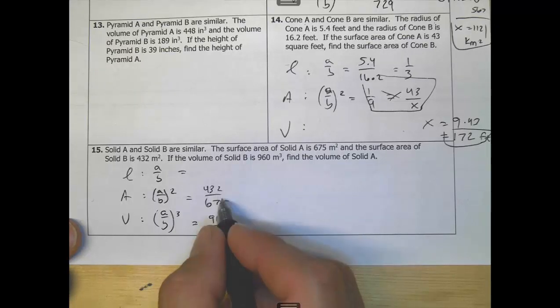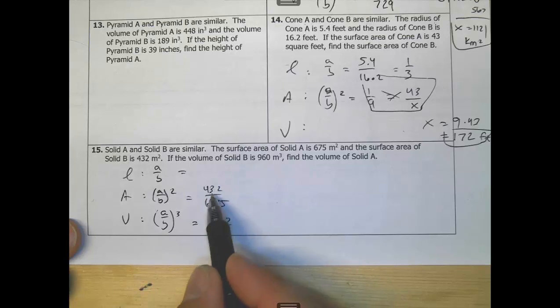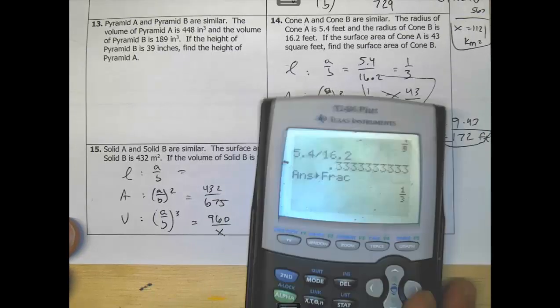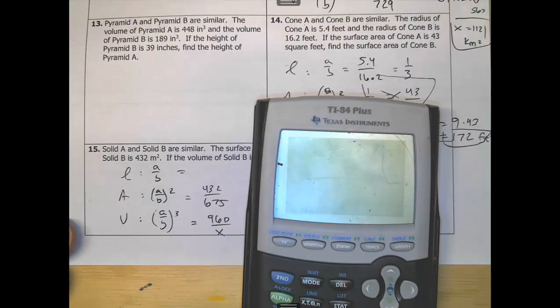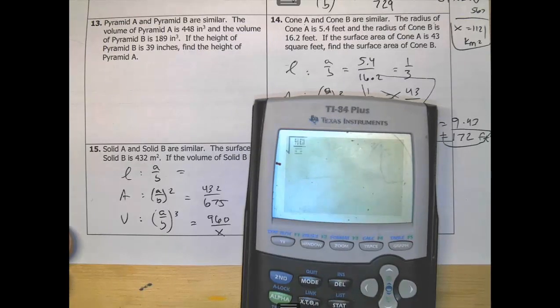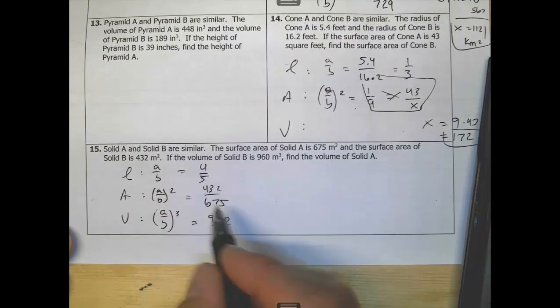All right. Now to find my A to B cubed ratio, my volume ratio, I first need to square root this quantity to get my A to B, and then I need to cube it. So first step is to take the square root of, and I can enter in a fraction by doing alpha y equals, which you guys are going to do next year with this calculator, hopefully quite a bit. So 432 divided by 675, and I get 4/5. All right, so my ratio of length, or my similarity ratio, is 4/5.